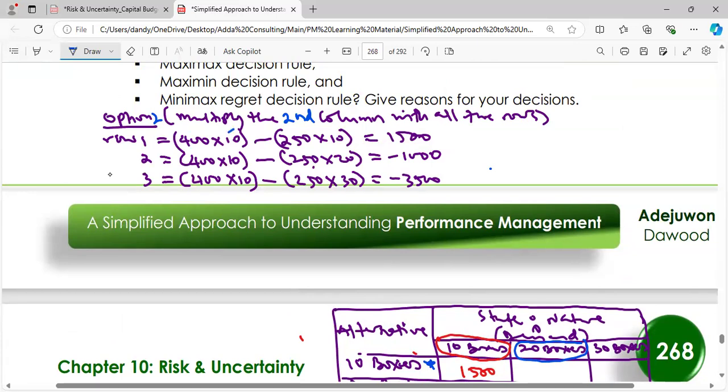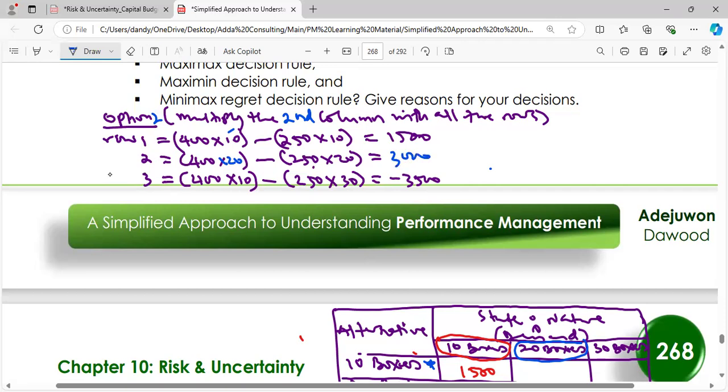Then I'll move to the second row. For the second row, in this case, I have 20 apples. So this one will be multiplied by 20. Then 250 multiplied by 20 will still remain. Then I need to get the value there. Therefore, 400 multiplied by 20 is 8,000. 250 multiplied by 20 is 5,000. So this one will be 3,000.